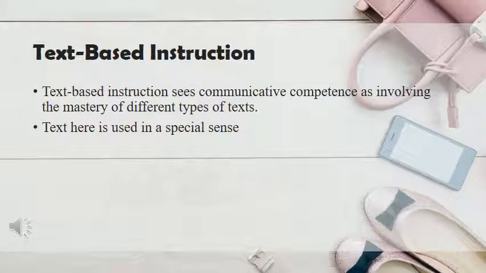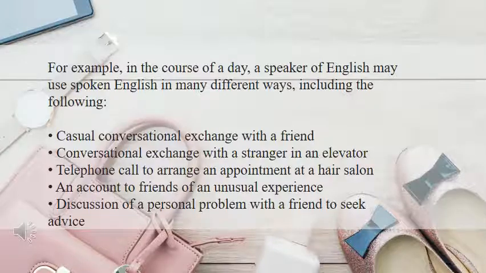Text-based instruction. Text-based instruction sees communicative competence as involving the mastery of different types of text. Text here is used in a special sense to refer to structured sequences of language that are used in specific contexts in specific ways. For example, in the course of a day, a speaker of English may use spoken English in many different ways, including the following: casual conversational exchange with a friend, conversational exchange with a stranger in an elevator, telephone call to arrange an appointment at a hair salon, an account to friends of an unusual experience, and discussion of a personal problem with a friend to seek advice.